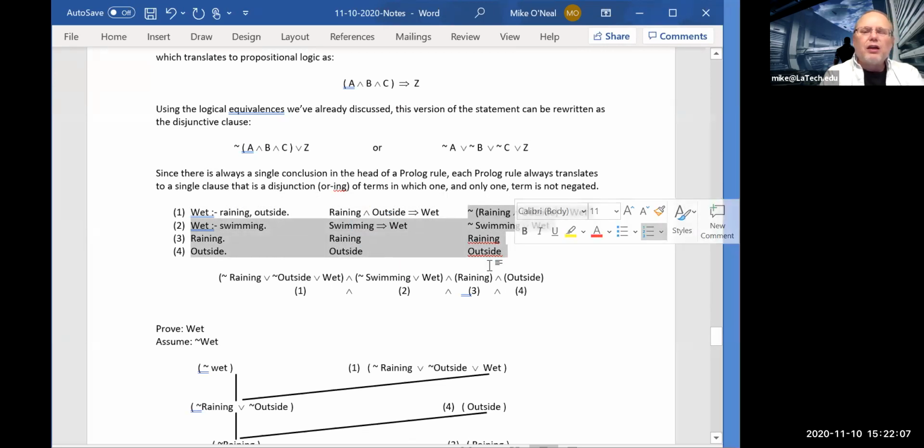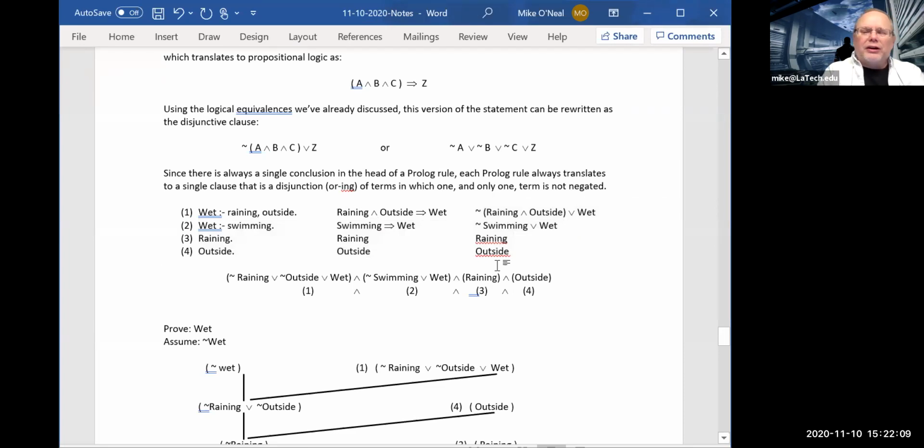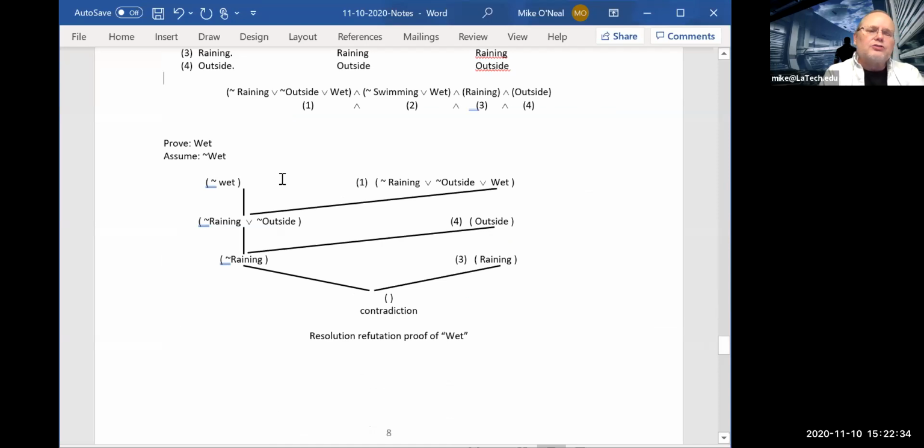These all get down to four terms or four clauses that are in conjunctive normal form. I didn't do the last step here, which should have been not raining or not outside or wet. All right, that's one thing. Not swimming or wet. That's one positive thing. Raining is positive, outside is positive. Okay, and here you can see our little resolution refutation proof of it being wet.